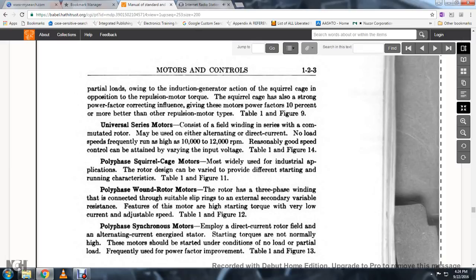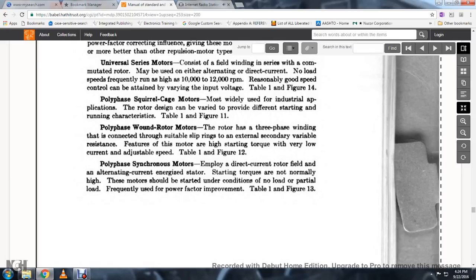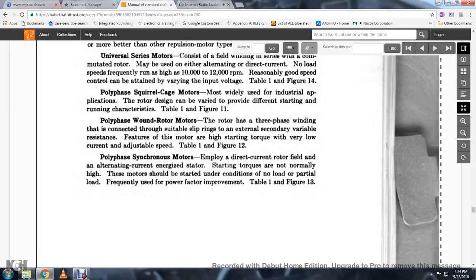Polyphase squirrel cage motors, most widely used for industrial applications, have a rotor design that can be varied to provide different starting and running characteristics. Table 1, Figure 11. Polyphase wound rotor motors: the rotor has a three-phase winding connected through slip rings to an external secondary variable resistance. The features of these motors are high starting torque with very low current, and adjustable speed. Table 1, Figure 12. Polyphase synchronous motors employ a direct current rotor field and alternating current stator. Starting torques are not normally high. These motors should be started under no-load or partial-load conditions, and are frequently used for power factor improvement. Table 1, Figure 13.